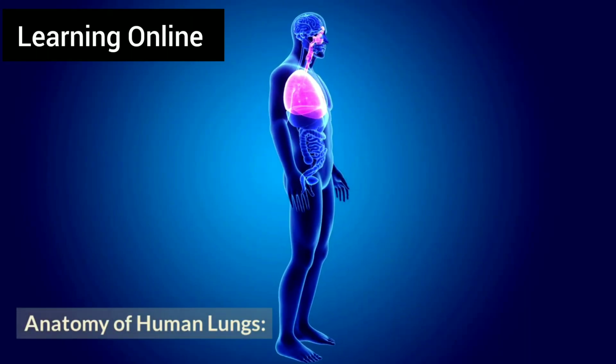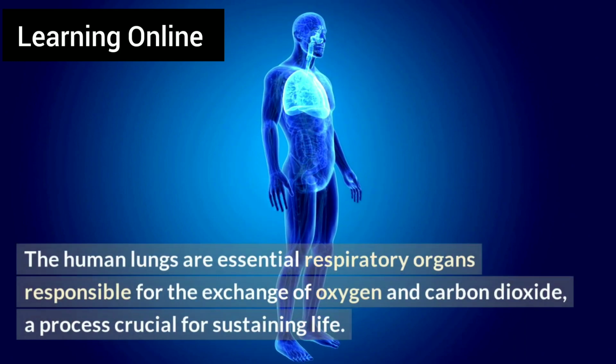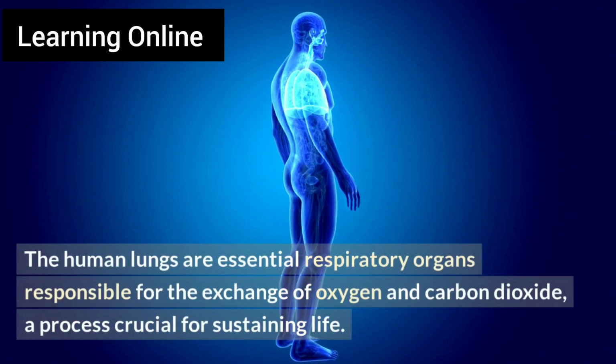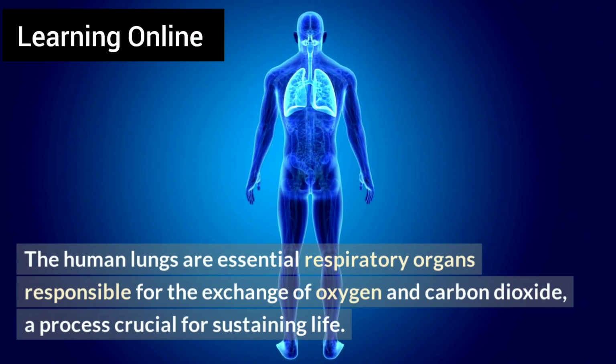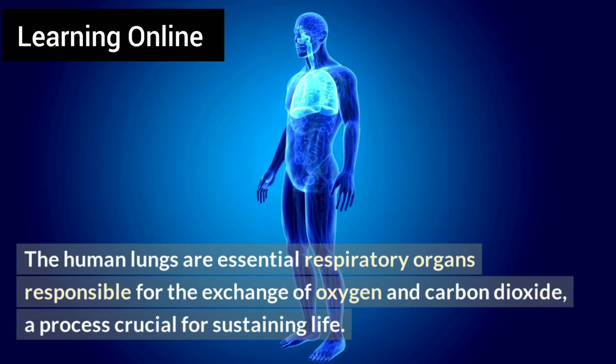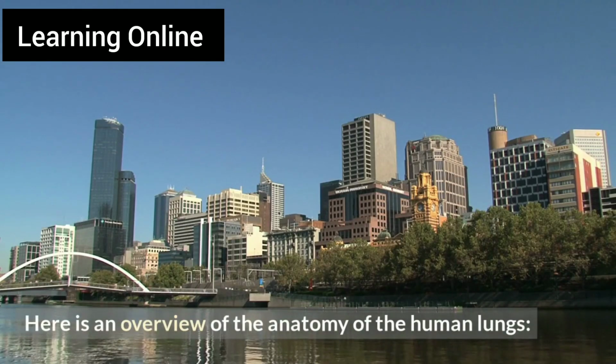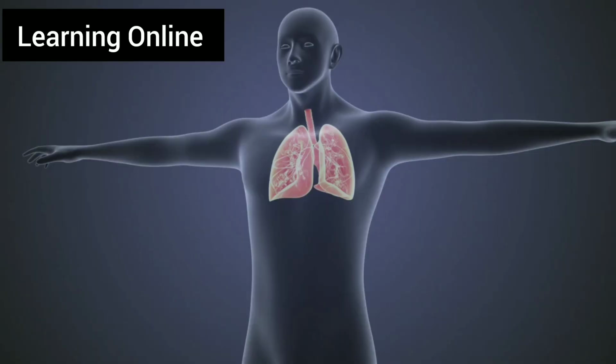Anatomy of human lungs. The human lungs are essential respiratory organs responsible for the exchange of oxygen and carbon dioxide, a process crucial for sustaining life. Here is an overview of the anatomy of the human lungs.